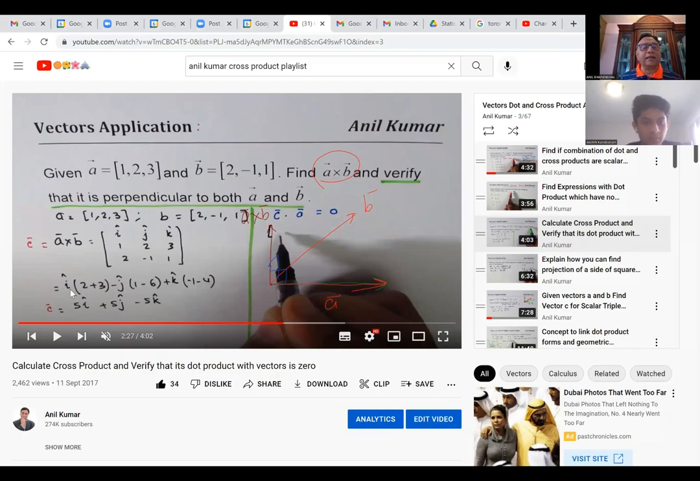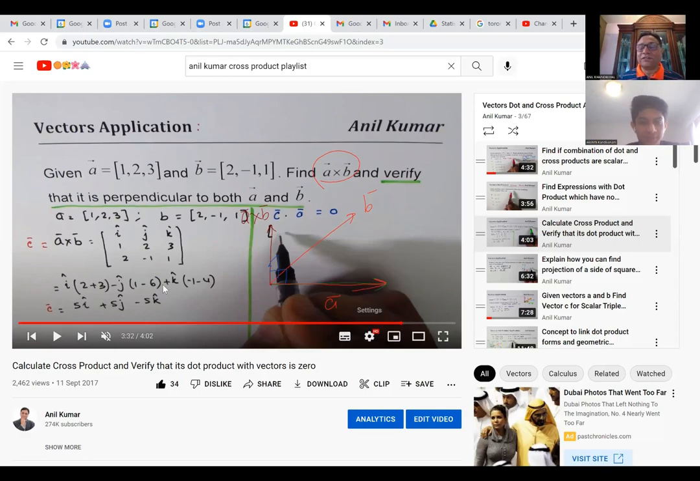And then i is 2 times 1 minus 1, minus, right? So 2 plus 3. Right. And then you get the vector C, which is the cross product of A and B, as 5i, 5j, minus 5k. Is that clear? Now, to verify that it's perpendicular, you have to find the dot product of C with A, right? And the dot product should be 0. Correct?